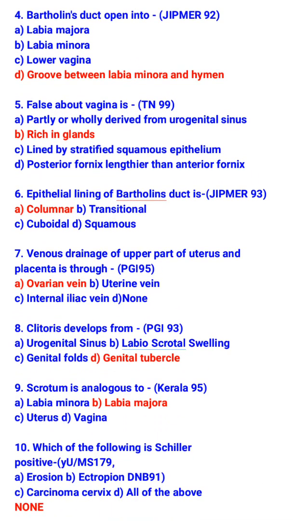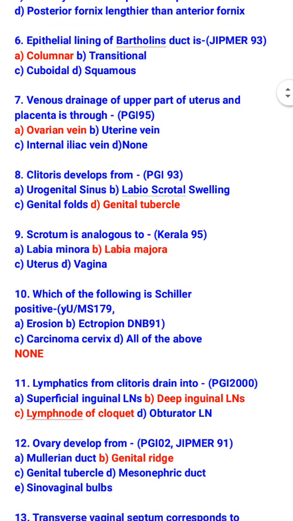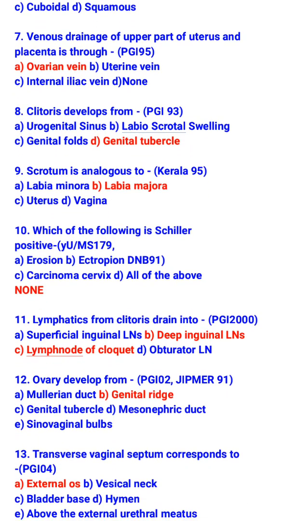Venous drainage of upper part of uterus and placenta is through ovarian vein. Clitoris develops from genital tubercle. Scrotum is analogous to labia majora. Which of the following is Schiller positive? None.